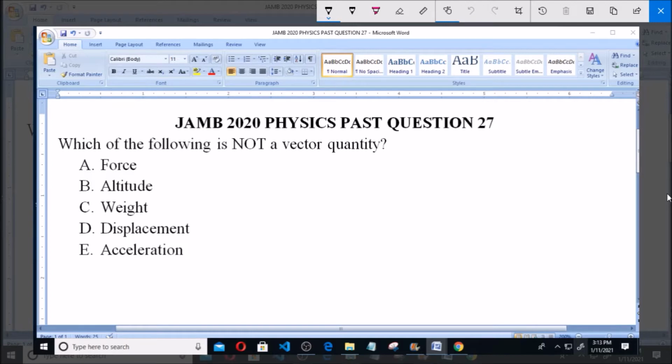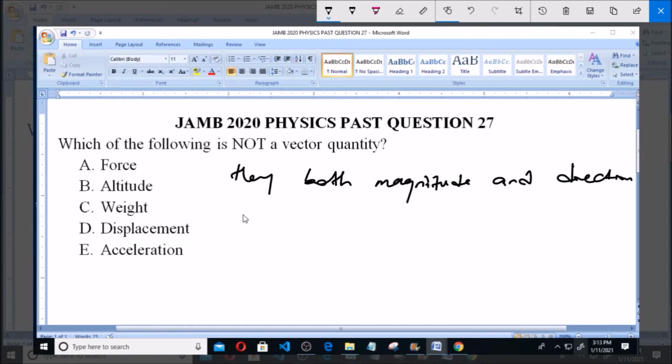Now, vector quantities are quantities that have both magnitude and direction. Vector quantities are quantities that have both what? They have both magnitude and direction. Now, unlike the scalar quantity, which has only magnitude but no direction.